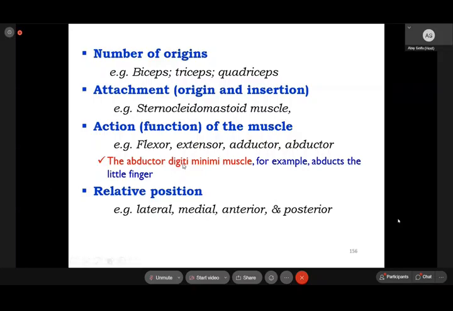Digit means a finger. The minimi means it's a little finger. Therefore, it is the muscle which abducts the little finger.